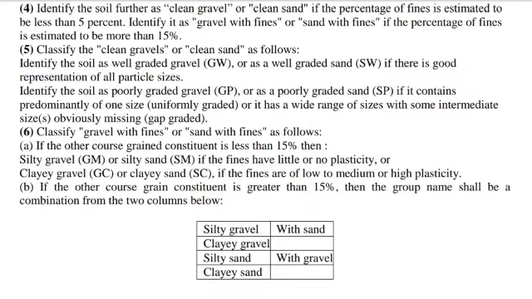6. Classify gravel with fines or sand with fines as follows. A. If the other coarse grained constituent is less than 15%, then silty gravel GM or silty sand SM if the fines have little or no plasticity, or clay gravel GC or clay sand SC if the fines are of low to medium or high plasticity. B. If the other coarse grained constituent is greater than 15%, then the group name shall be a combination from the two columns below. Silty gravel with sand, clay gravel. Silty sand with gravel, clay sand.